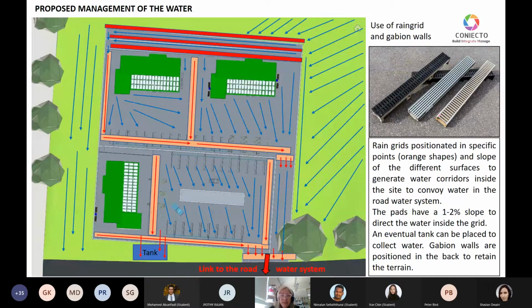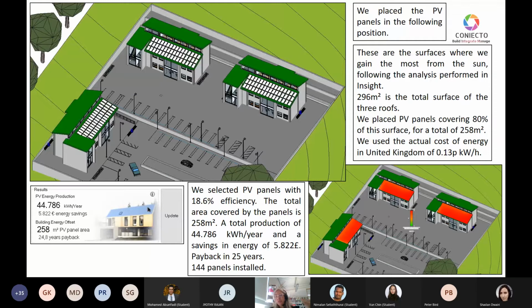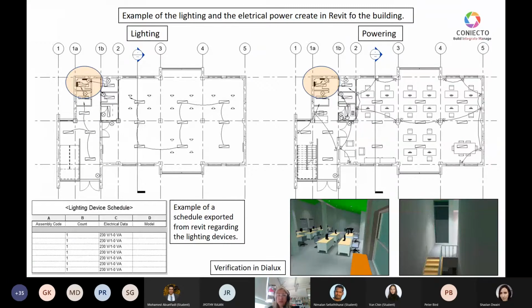And it's a way that they explain this, so the use of rain grid and gabion walls to manage that, and they broke the site into zones and actually managing this and link to the road water system or drainage system. As well, explaining those kind of more sustainable elements like the photovoltaics and how they came up with a selection and positioning and proposal. Little bit on lighting and power inside the building.